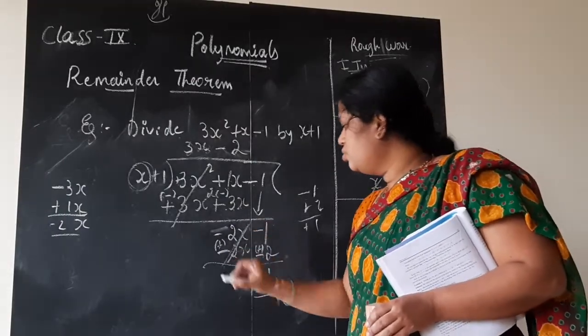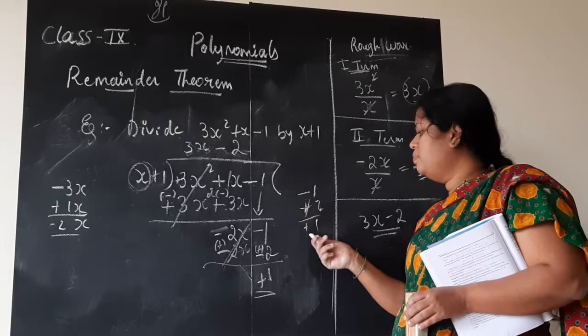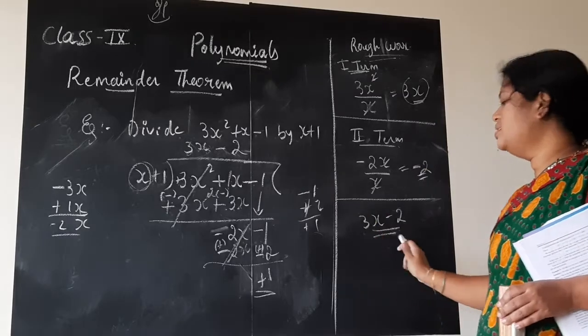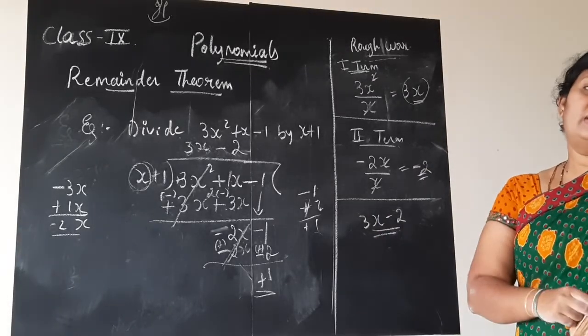So when you do so, plus 2x minus 2x get canceled, but minus 1 plus 2 came. Subtract, answer is plus 1. Remainder is plus 1, whereas quotient is 3x minus 2. This is how we solve using the remainder theorem, children.